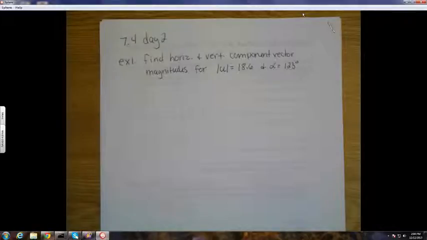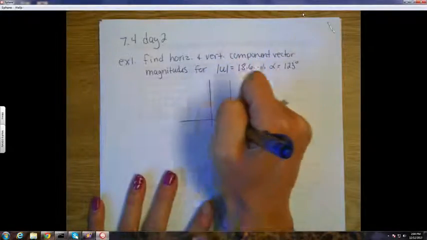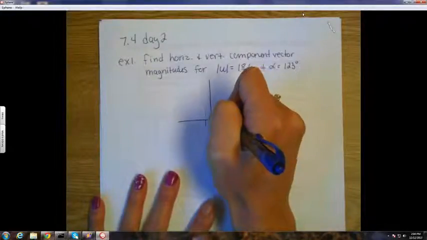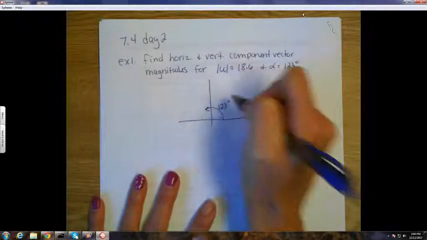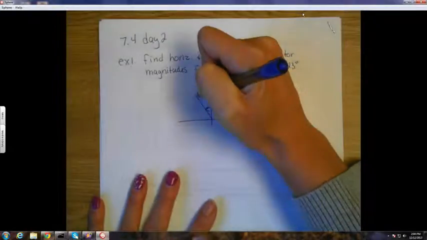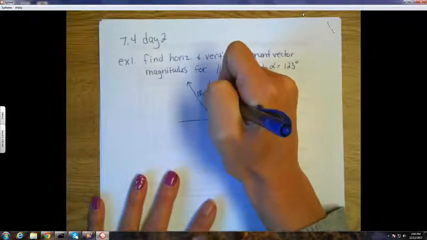So 123 degrees takes me into which quadrant for my vector? Second quadrant. So show that rotation of 123 degrees. It's going into that second quadrant. 123 degrees. Here's the vector U, with the 18.6.